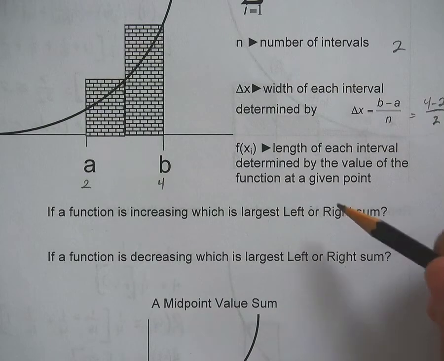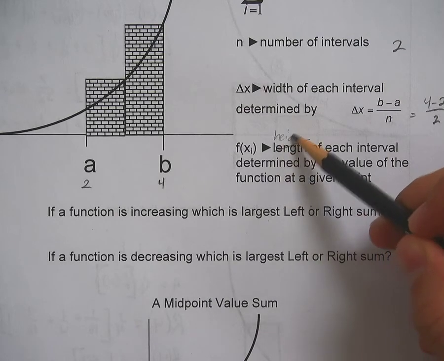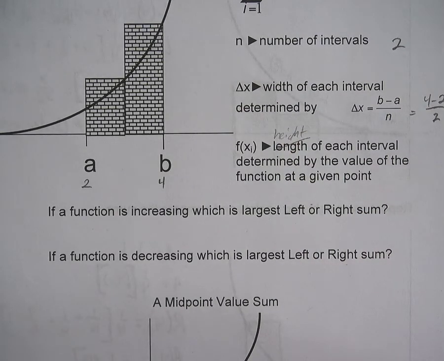F of xi, it's the length. You could also think of it as the height. I like to think of it as the height, personally, of each interval determined by the value of the function.